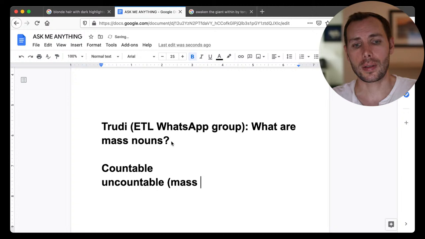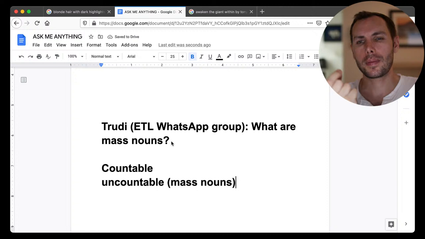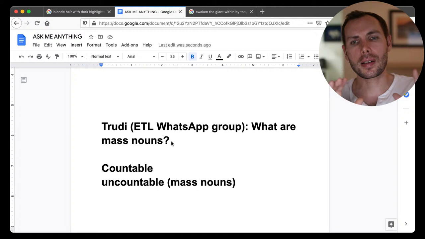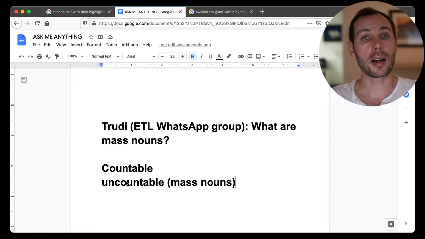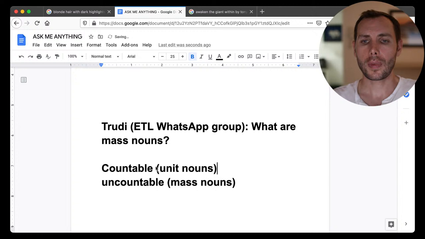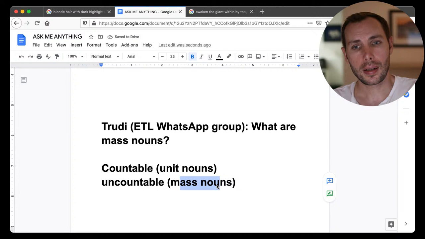As far as I understand, some people say that mass nouns are a type of uncountable noun, but I've heard other people say they're the same. Let's just say they're the same. You don't need to stress about it. The only thing you need to remember is countable and uncountable. Countable, some people call it unit nouns. Some people call them mass nouns. Some people call them uncountable. I'd say most people call them uncountable.